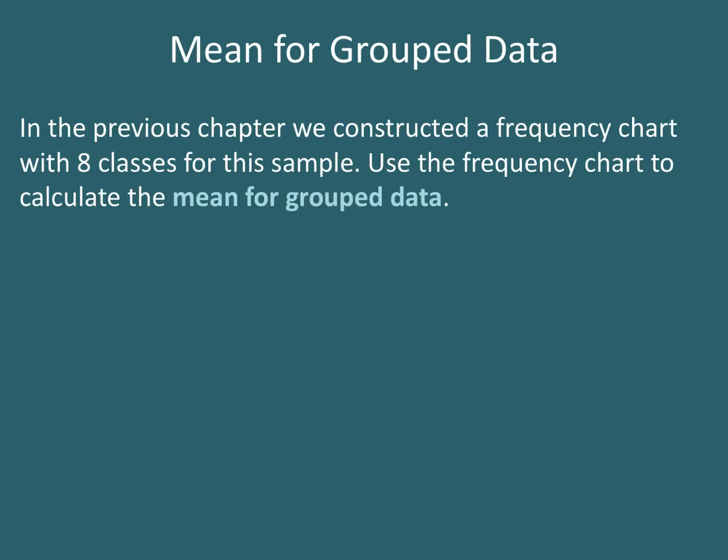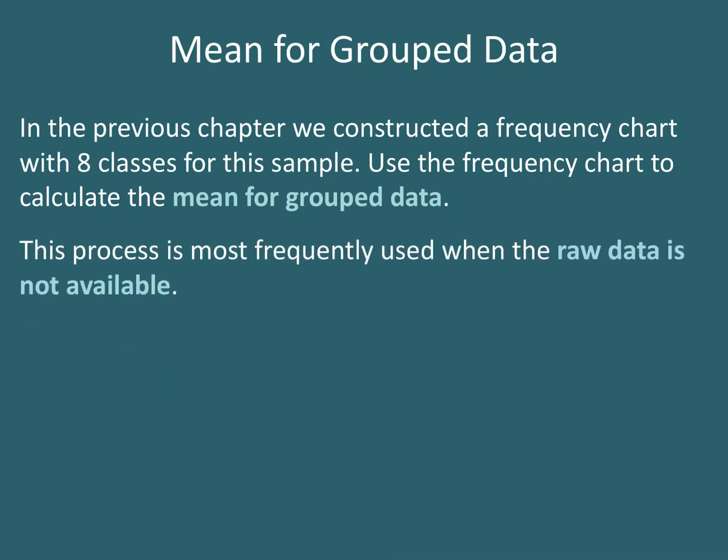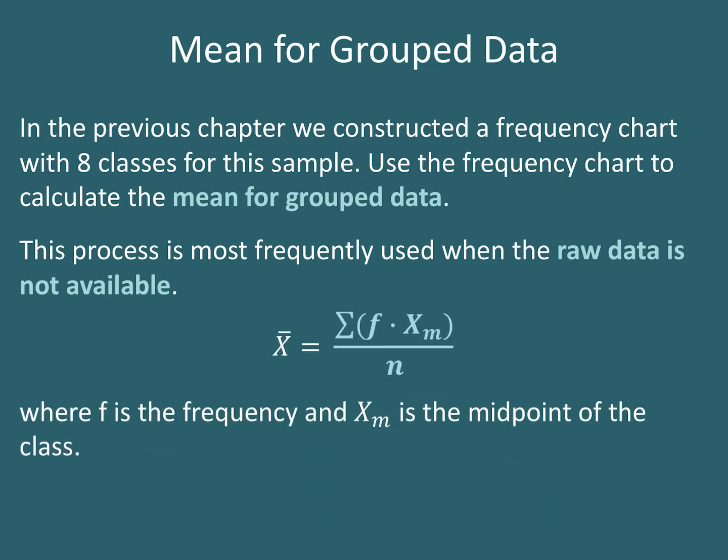In the previous chapter, we constructed a frequency chart with 8 classes for this sample. Let's use the frequency chart to calculate the mean for group data. This process is most frequently used when the raw data is not available. Here's the formula, where f is the frequency, x sub m is the midpoint, and of course lowercase n is the total number of data values.